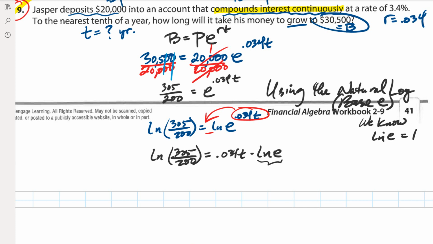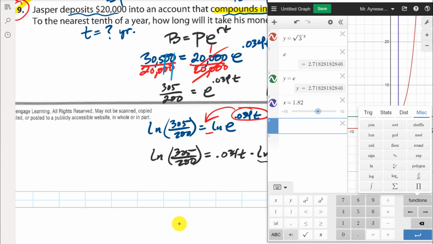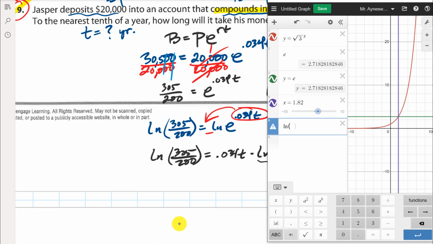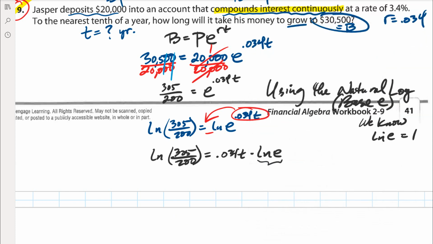You can verify that with Desmos if you want. You just type in natural log of e, and notice it says 1. It's always the case because e to the first power is e. So this is 1 here. So really the only thing I need to do is divide both sides by 0.034. That's all I need to do, and then I isolate t.